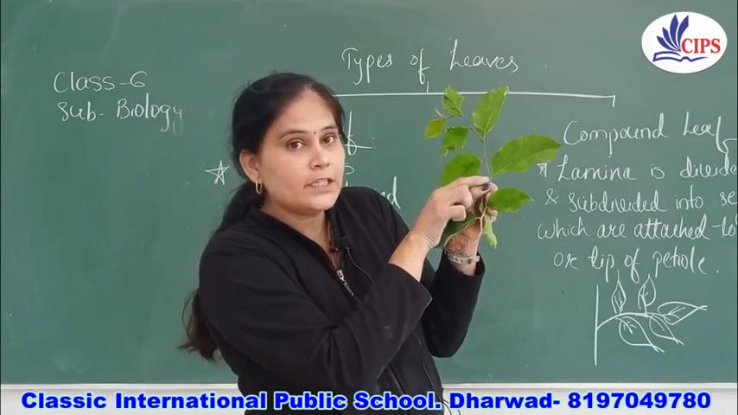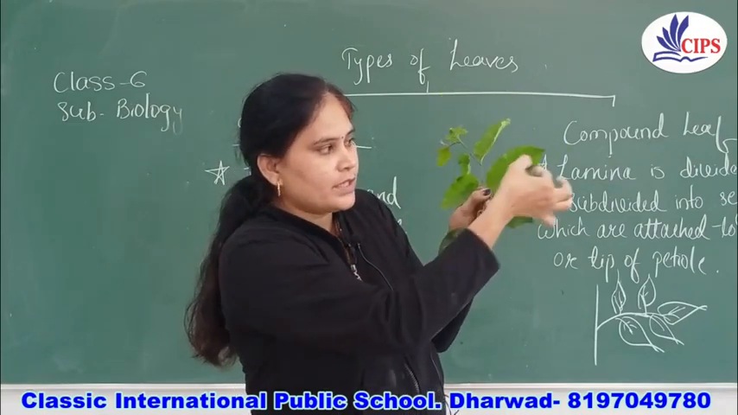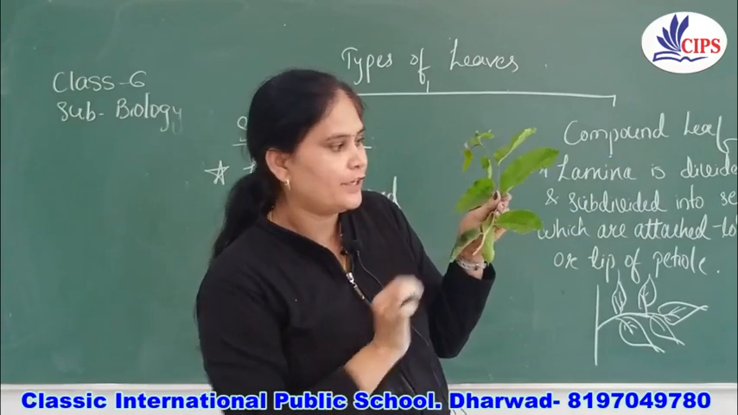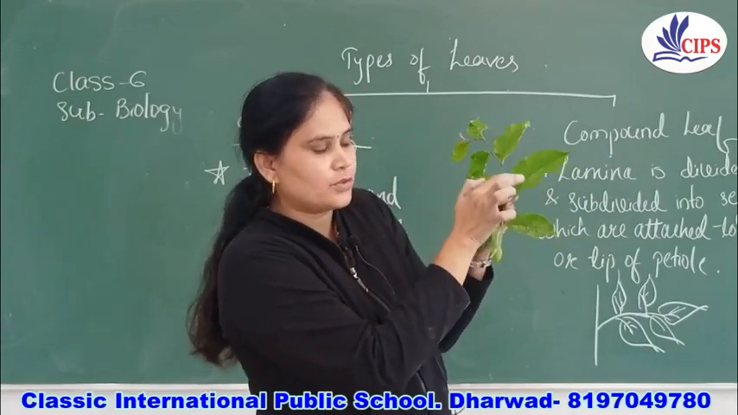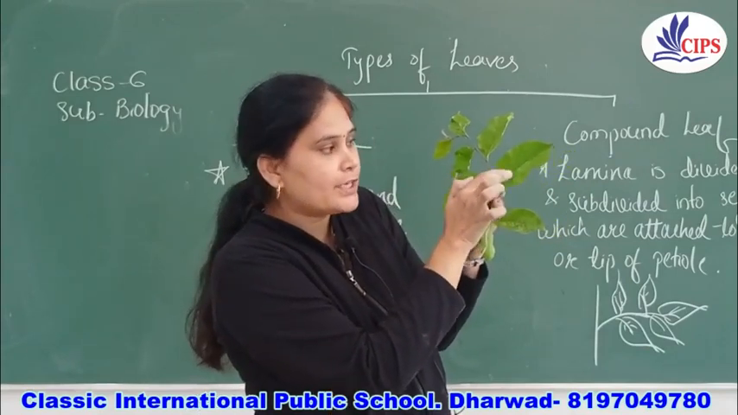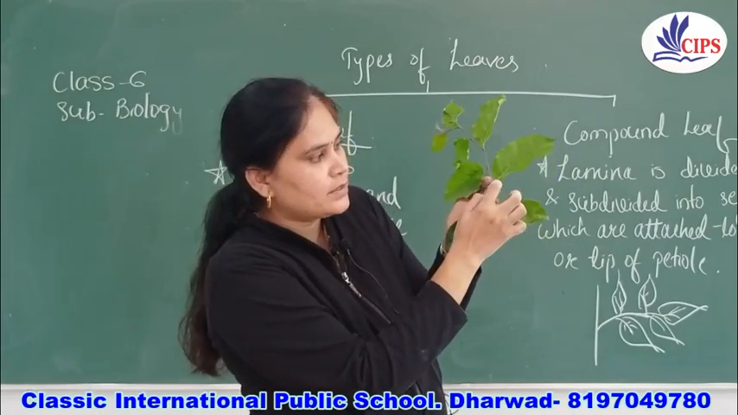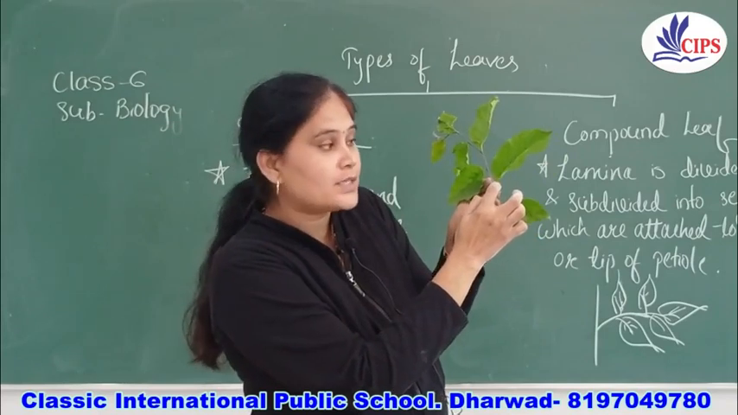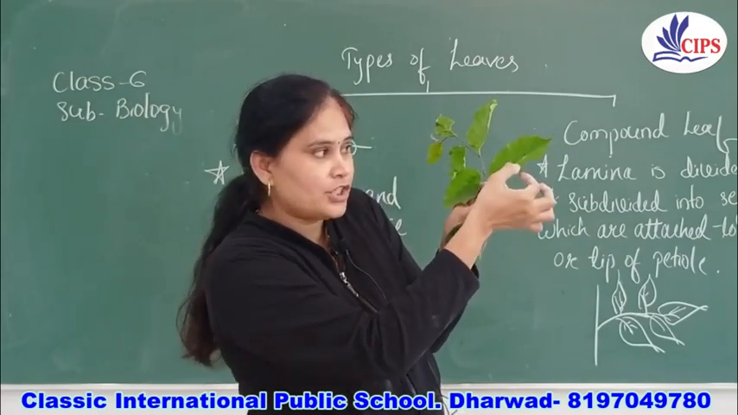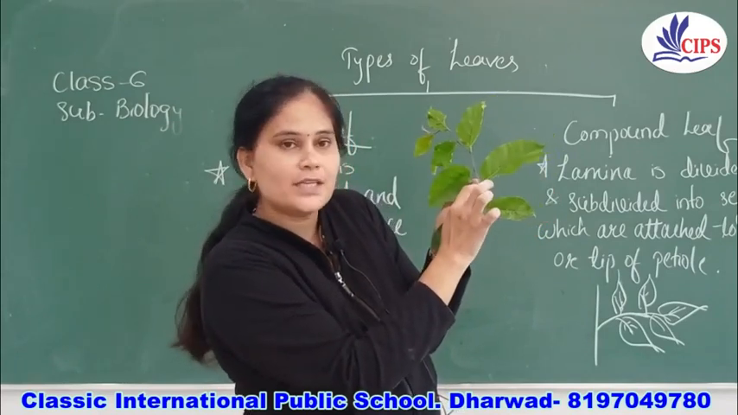The internode. So when you see the parts of a leaf, what do you call this broader portion? It is called the lamina. Okay, and what is this? What do you call this one? A stalk of the leaf by which the leaf is attached to the stem.